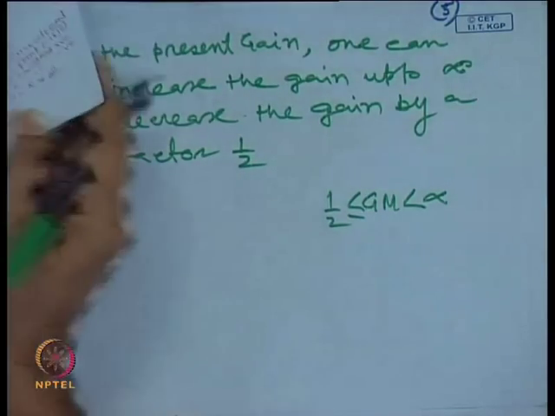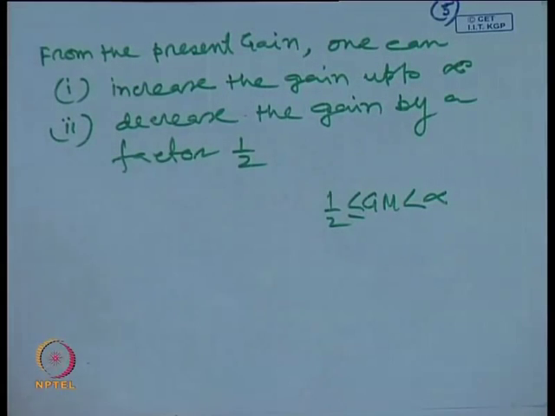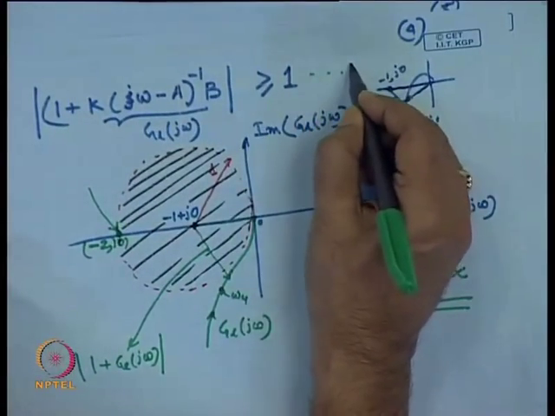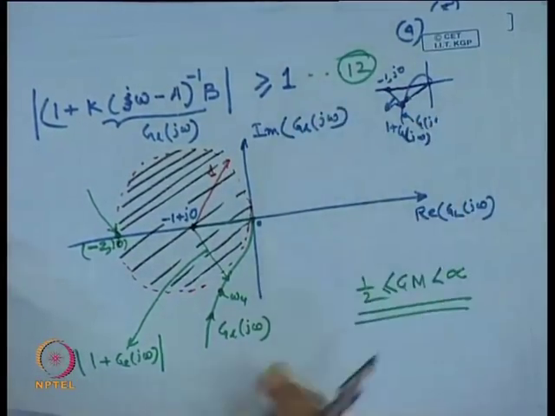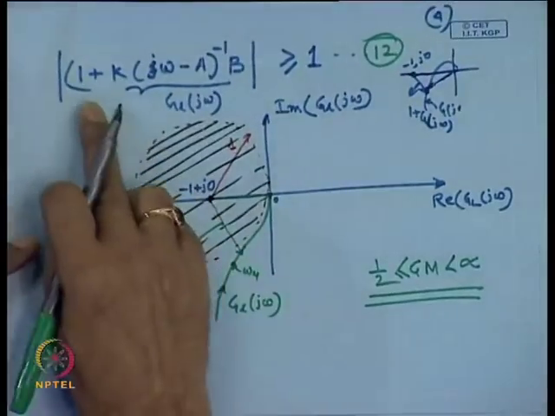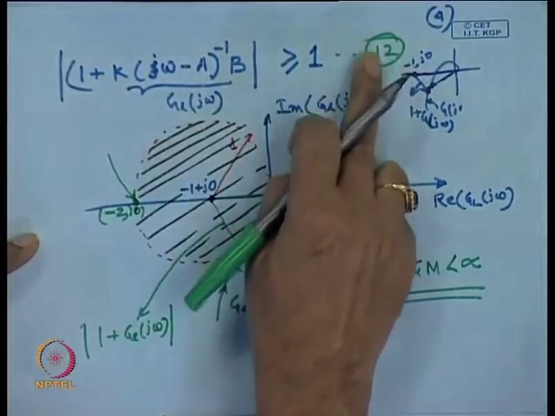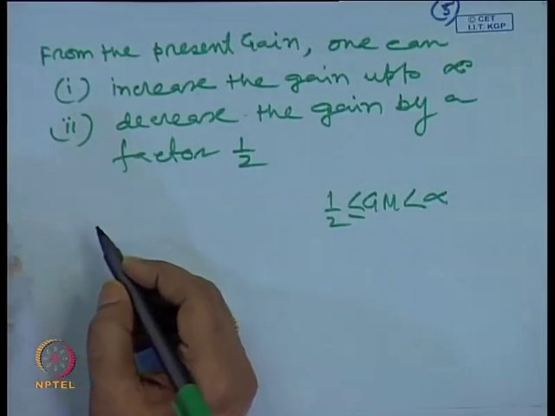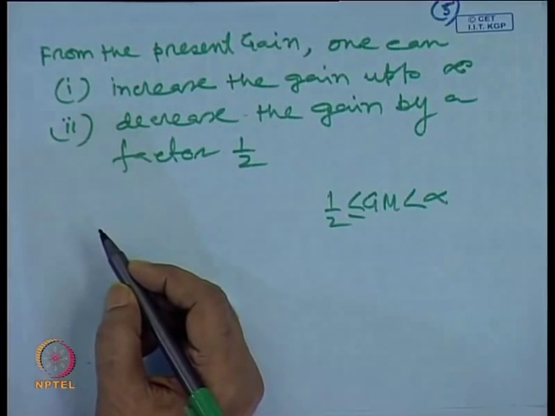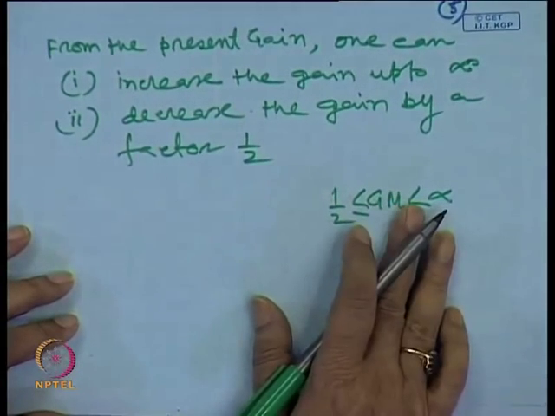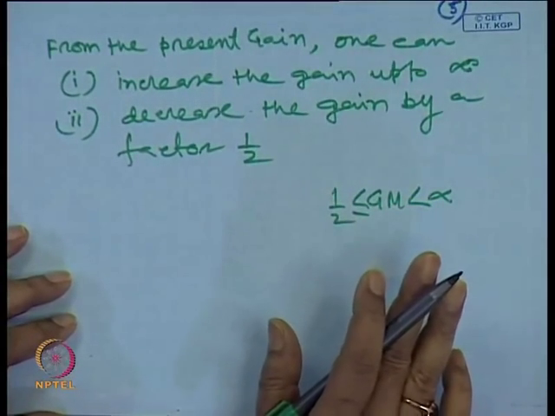What is the equation number? Anyway, let us call this equation number 12. We have given up to 11, so the equation number we have given is 12. From 12 one can see that the conclusion is made from equation number 12.